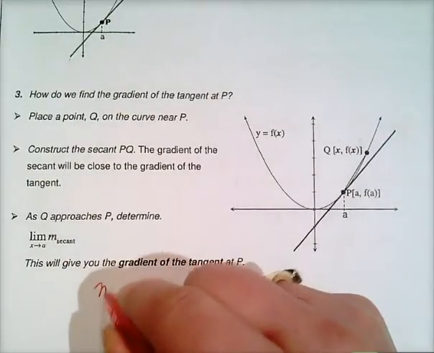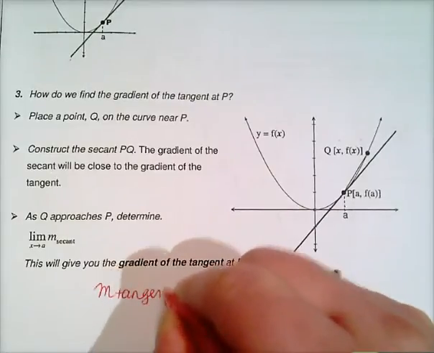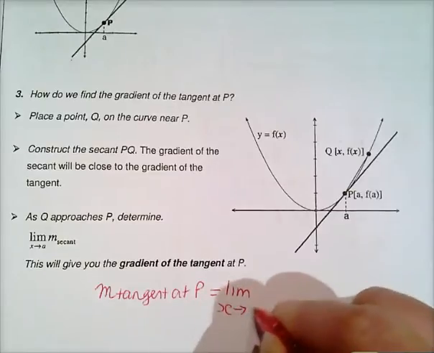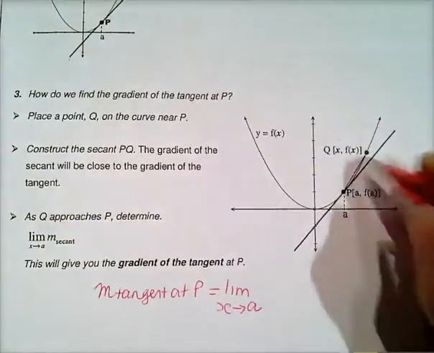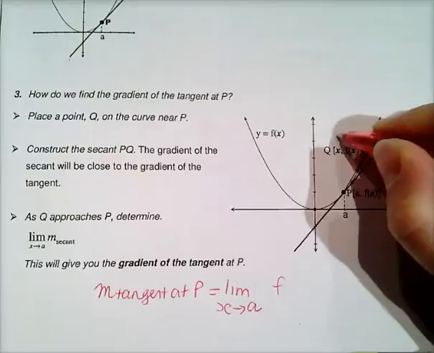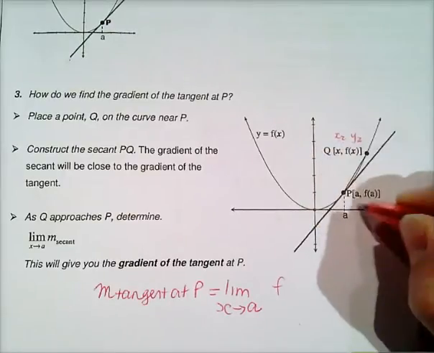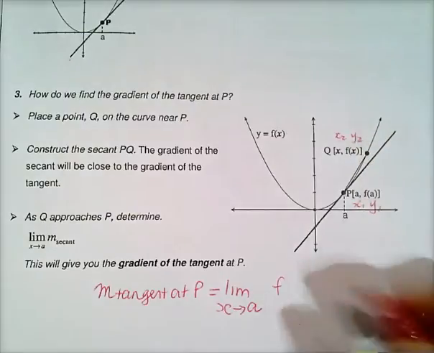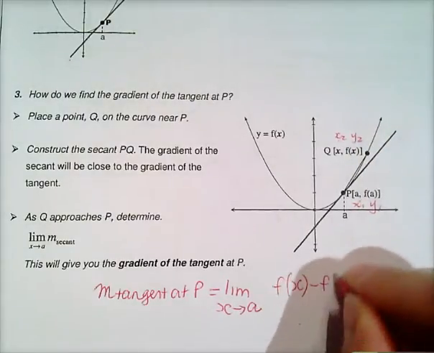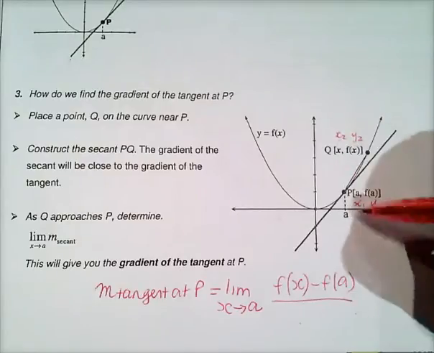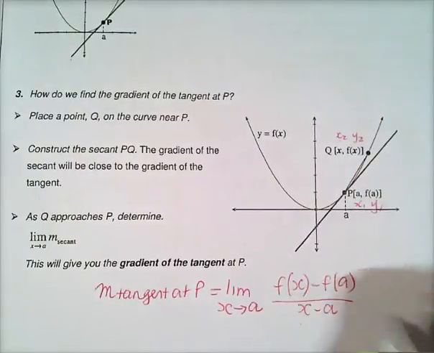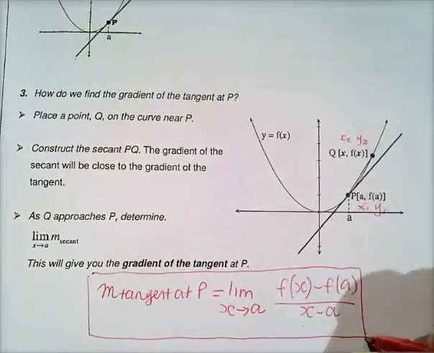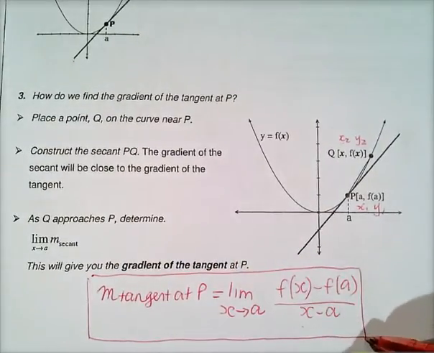So in other words, the gradient of the tangent at P is the limit as x approaches A of the gradient of the secant. And the gradient of the secant, if this is the point x2, y2, and this is the point x1, y1, is y2 minus y1, which is function of x minus function of A, over x2 minus x1, which is x minus a. And we've been using this formula for the past 6 or 7 examples that we've done.